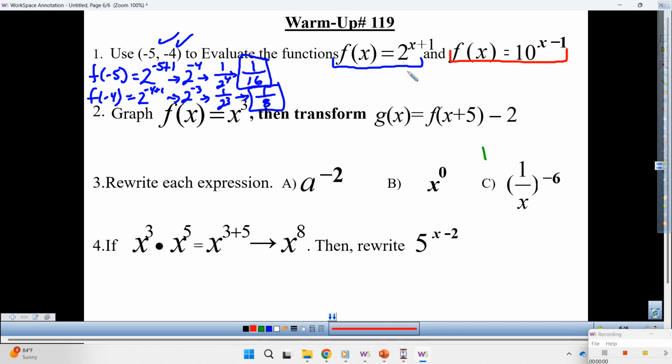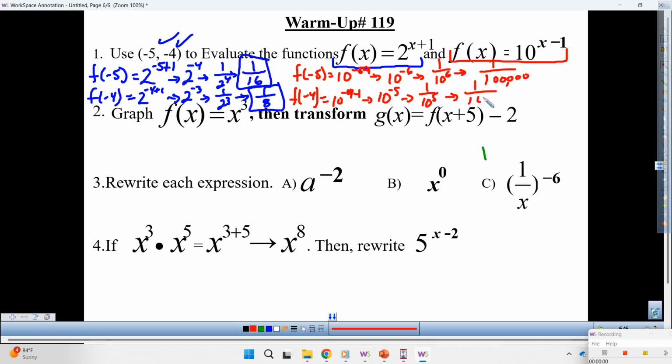Next, base 10. F of -5 equals 10 to the -5 minus 1, which is 10 to the -6, which is 1 over 10 to the 6, which is 1 over 1 with 6 zeros, or 1,000,000. F of -4 is 10 to the -4 minus 1, which is 10 to the -5, which is 1 over 10 to the 5th, which is 1 over 1 with 5 zeros, and that is 100,000.